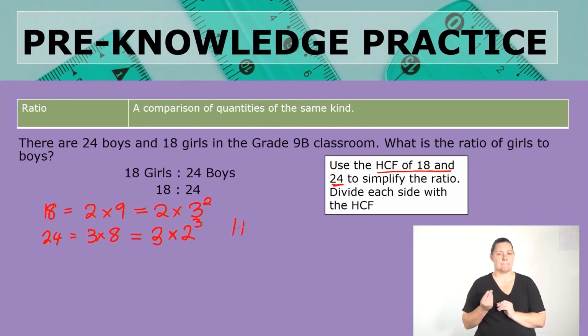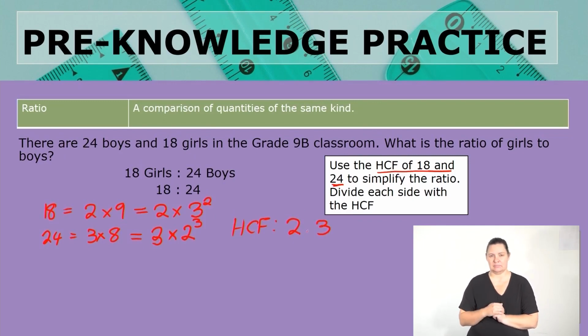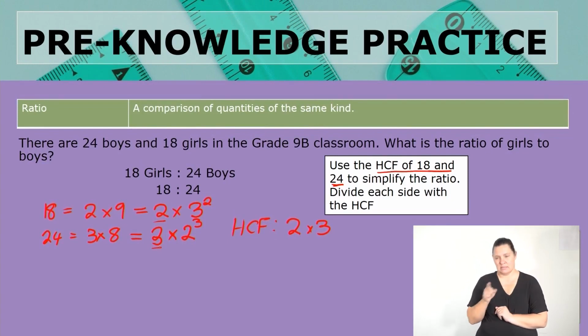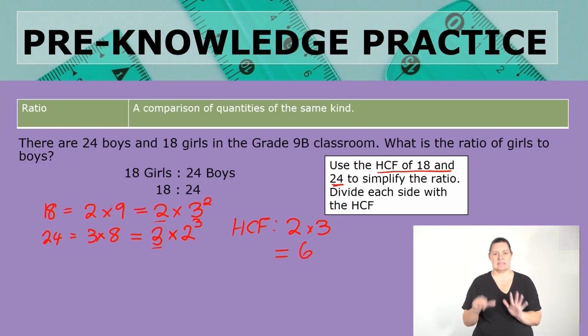Now how do we find the HCF there? Remember, we are going to take the common ones, which are 2 and 3. In taking those common factors, we are going to choose the ones with the lowest exponent. So 2, the lowest exponent there is 1, and 3, the lowest exponent there is 1. So we are going to say 2 times 3, which is 6.